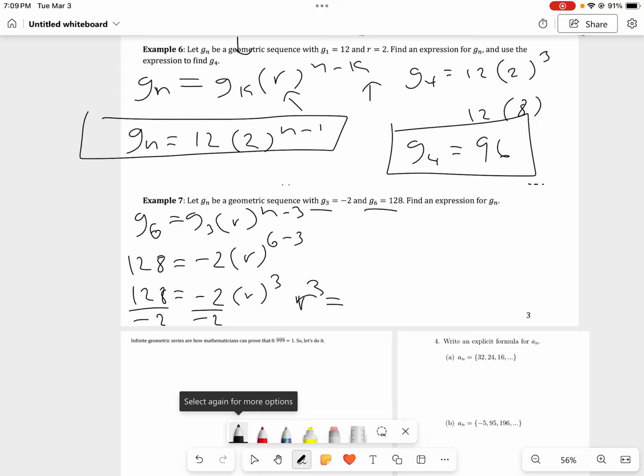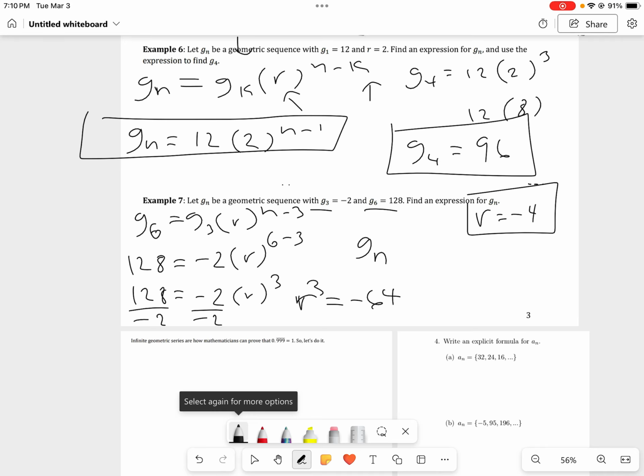It's divided by 2, then that's -64, or r, I guess. You cube root both sides, r is -4. And it asks us to get just the expression. All right, so we have it.